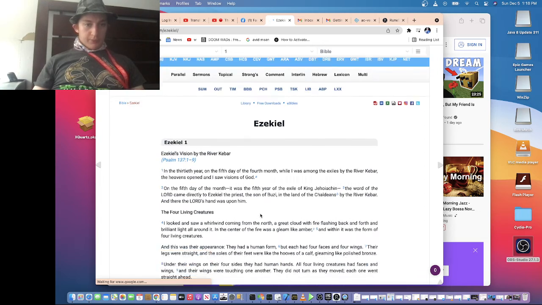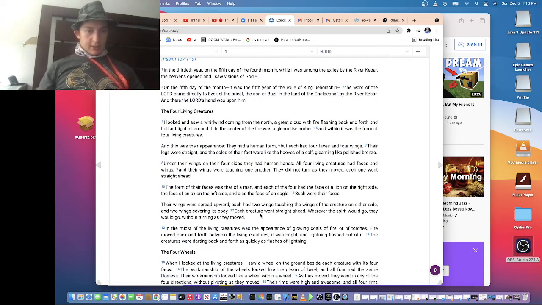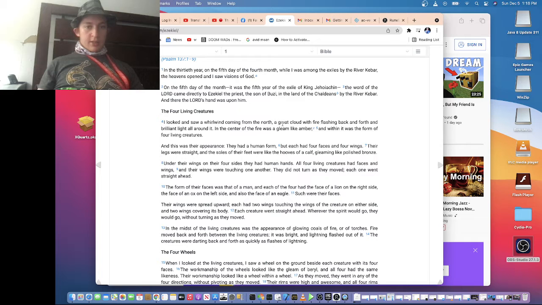Alright, here we go. Here's what we're going to talk about, okay? In this, I look behind a whirlwind coming from the north. A great cloud with fire flashing back and forth, brilliant light all around it. In the center of the fire was a gleam like ember, and within it was the form of 4 living creatures. So, what is that? What is the 4 living creatures inside the living creature?